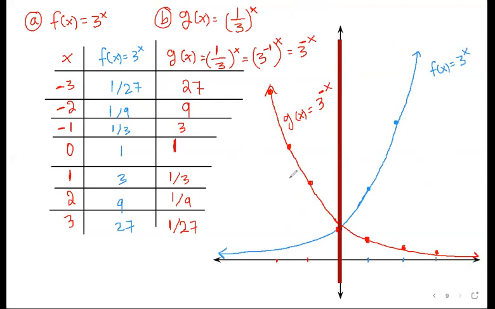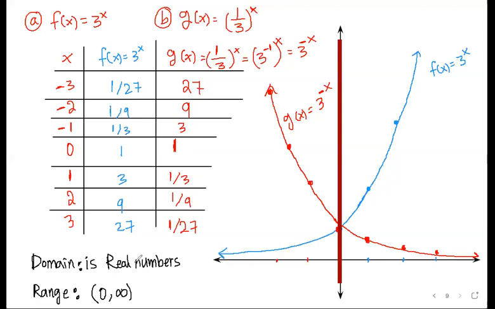The first thing we have to know is the domain here. What's the domain? All real numbers? All the numbers. So the domain is the real numbers. What's the range? In this case, it's just greater than 0. All numbers greater than 0, and 0 is not inside the parentheses. So the range is 0 to infinity.